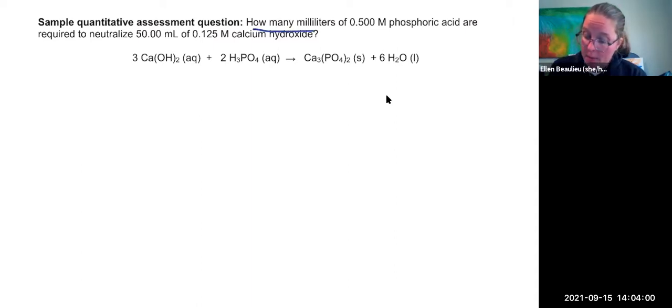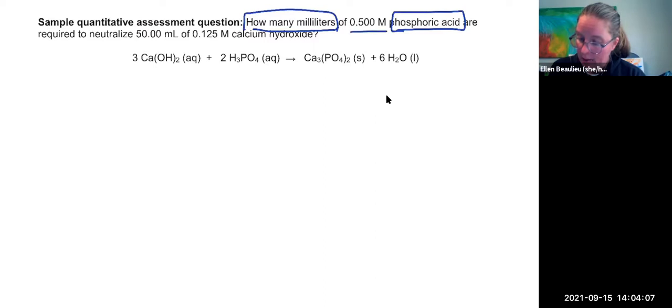back. Okay, how many milliliters of phosphoric acid, and I know the molarity of that phosphoric acid, are needed to neutralize 50 milliliters of 0.125 molar calcium hydroxide?